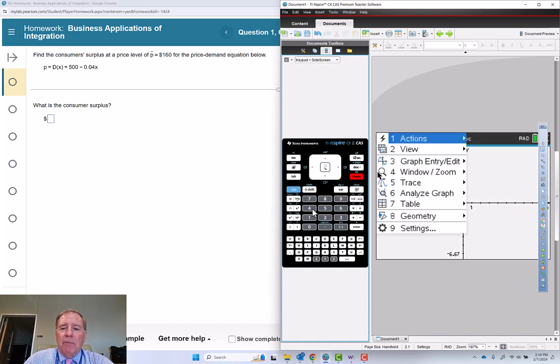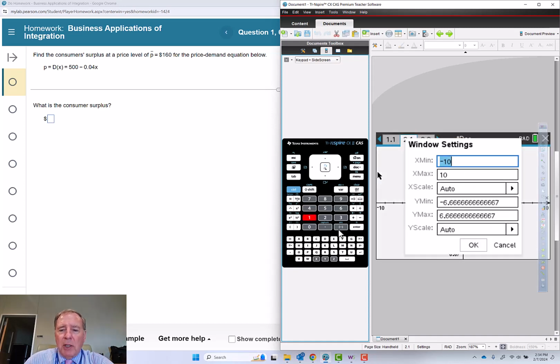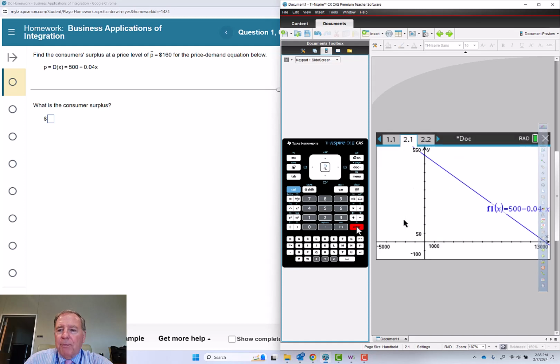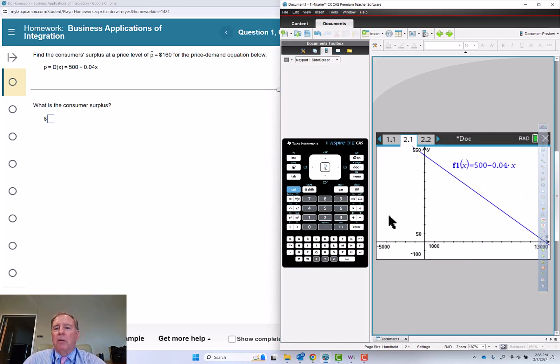So menu, 4 for window zoom, 1 for window settings. I'm going to go like negative 5,000 to 13,000, by thousands. And then I know my y-intercept is 500, so I'm going to go like negative 100 to 550, and say tick marks every 50. So now I have a pretty good window. Probably went overboard in the negative here.